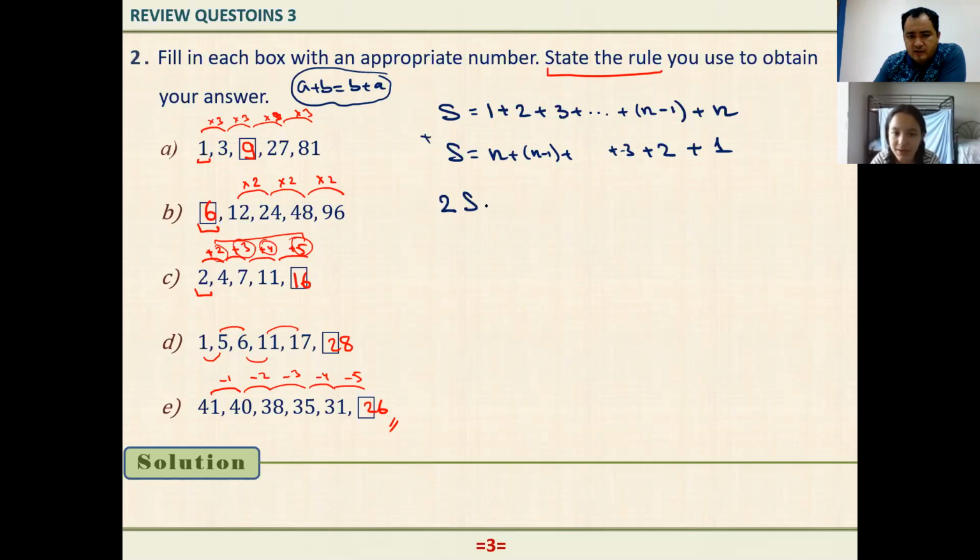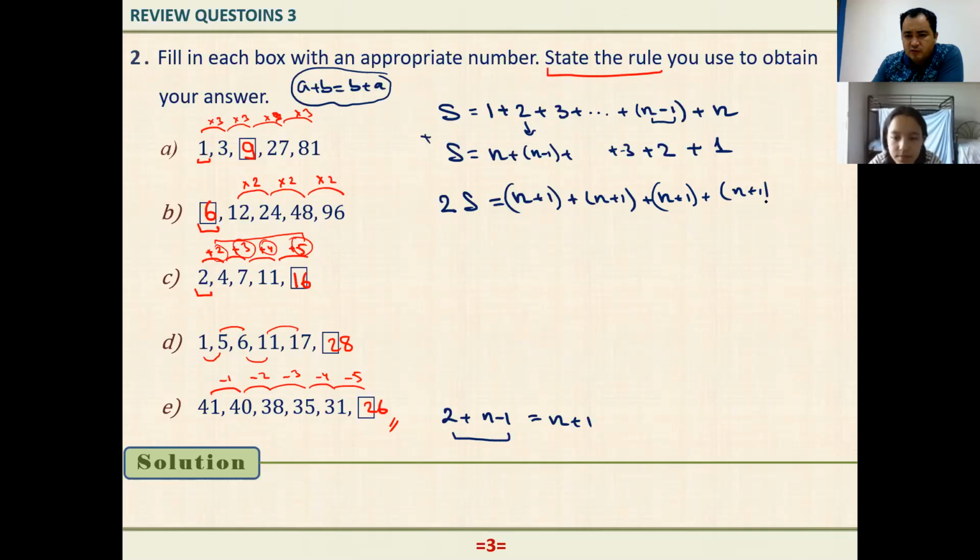2S, right? And what is 1 plus N? N plus 1, right? What is 2 plus N minus 1? N plus 1. Look here, we have 2 plus N minus 1. What is it? 2 minus 1 is 1, so it's equal to N plus 1, right? As you see here, everything here we have N plus 1. And what is N minus 1 plus 2? Again, it is N plus 1. And N plus 1, the last term, also it is N plus 1.